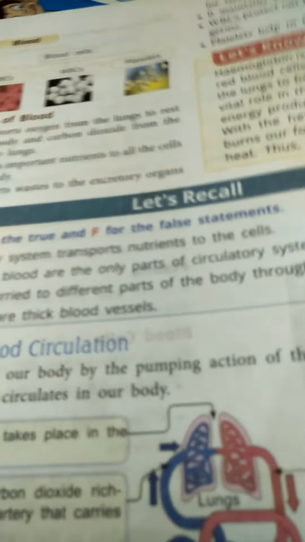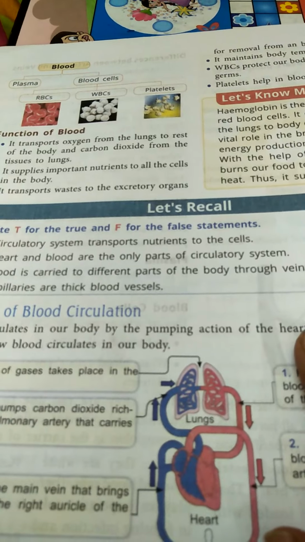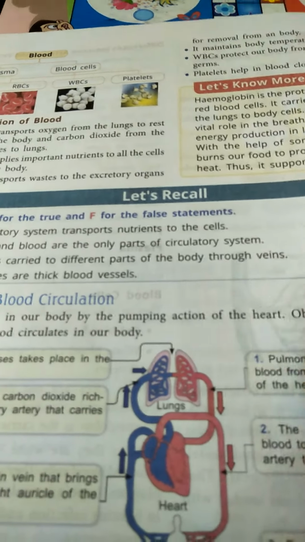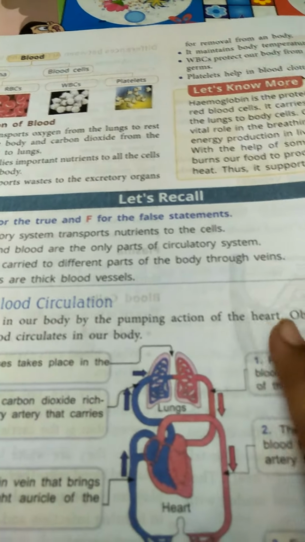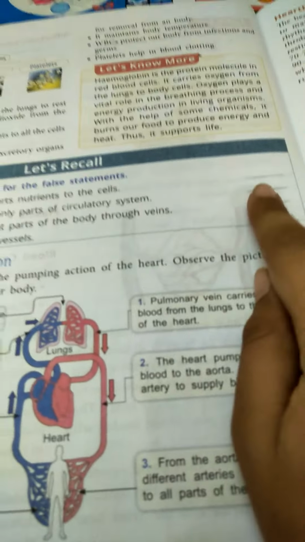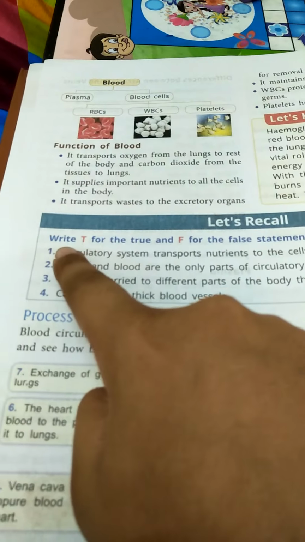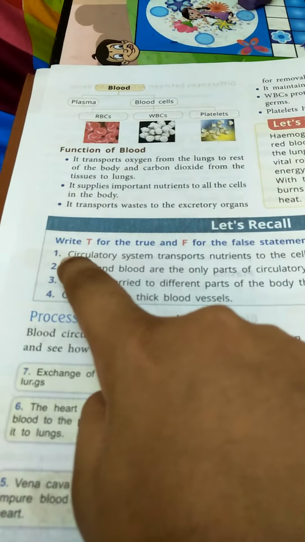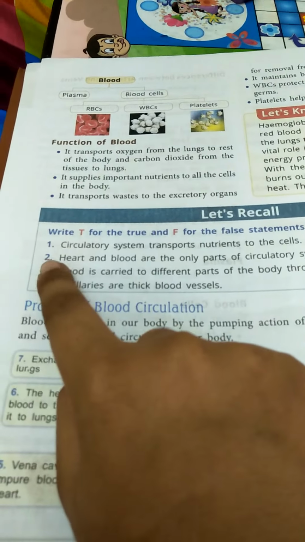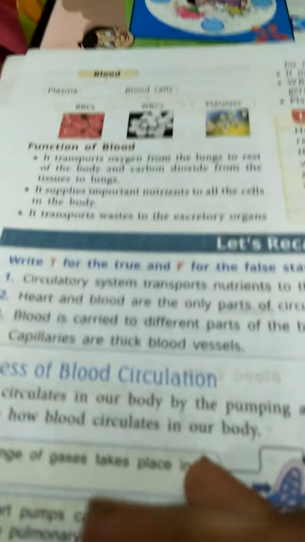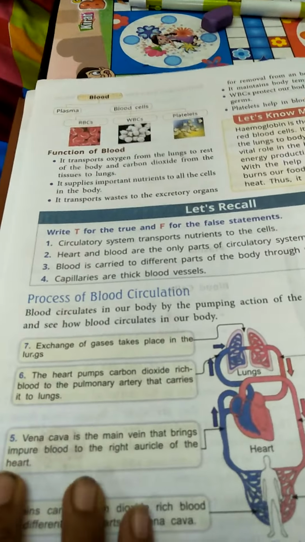Now, let us recall. Write T for true and F for false. Circulatory system transports nutrients to the cells. Now this you have to answer. You will write the answers in the comment box. Number 1, the answer will be true or false. Write T or F. Numbers 2, 3, 4, the answers should be given by you. Okay, write in the comment.